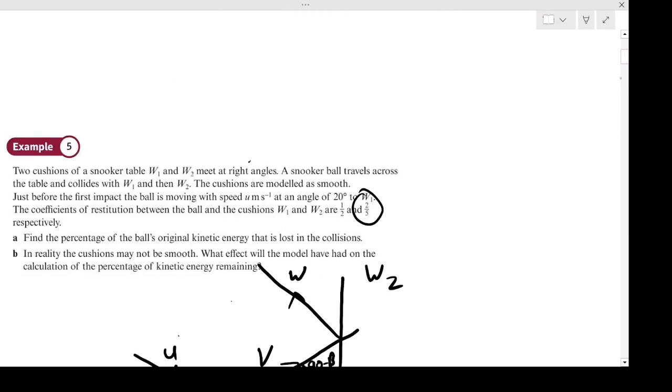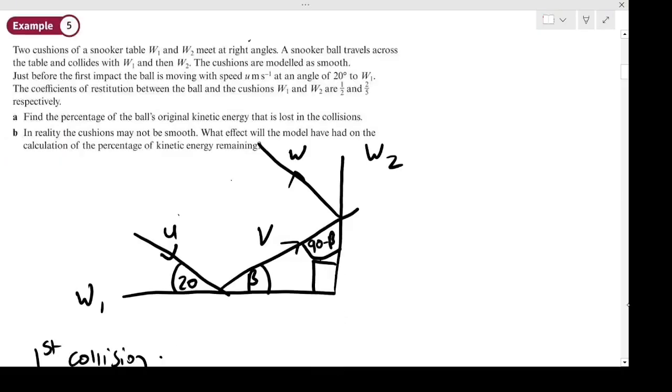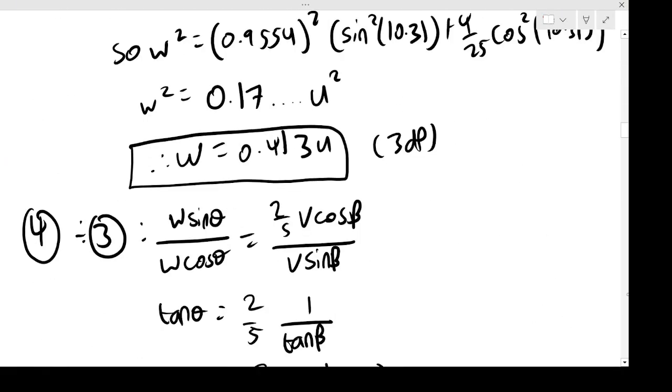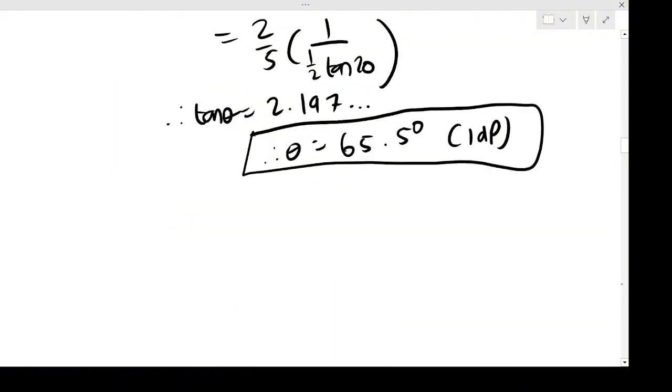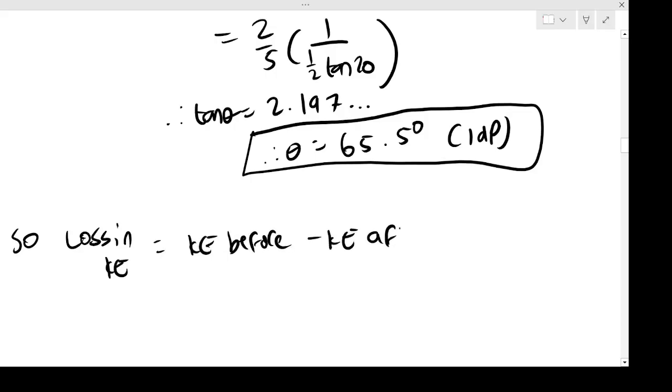Now, the question is asking me for the percentage of the ball's original kinetic energy that's lost in the collisions. So lost, how much is lost overall after all the collisions are done? So it's basically asking about loss in kinetic energy. Now remember, the key formula for loss in energy with collisions is that the loss in kinetic energy is always the kinetic energy before, take away the kinetic energy after.